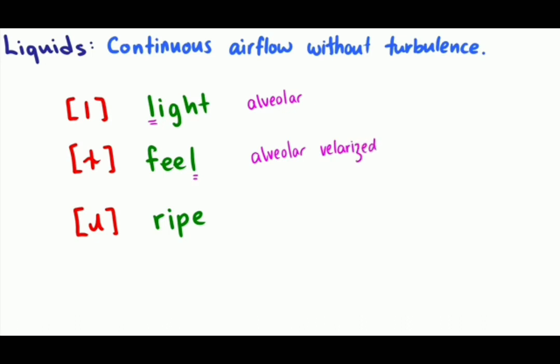So feel and light. Depending on the position in the word, you will either have the L as in light or the L as in feel. This is typically called the light L, as in light, and in feel, this is called the dark L. So at the end of the word we get the dark L, and at the beginning and in the middle of a word we get the light L.